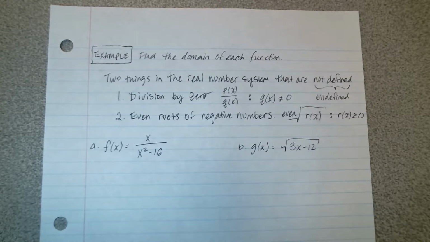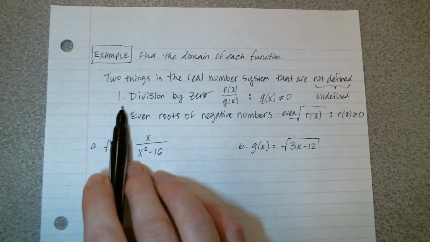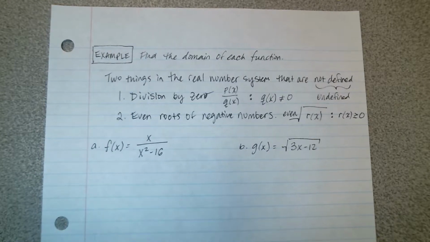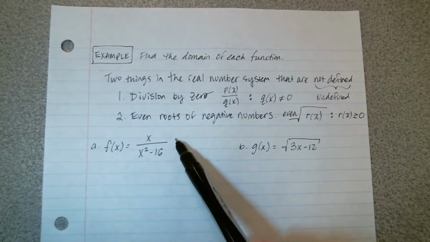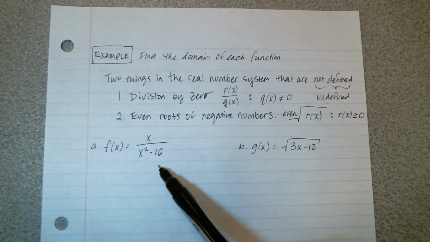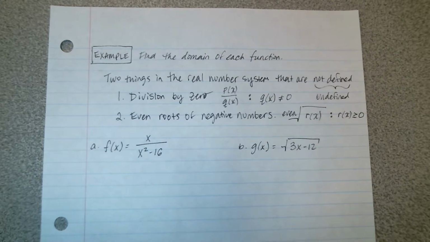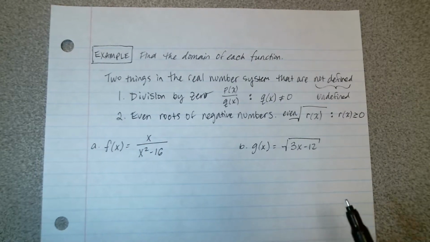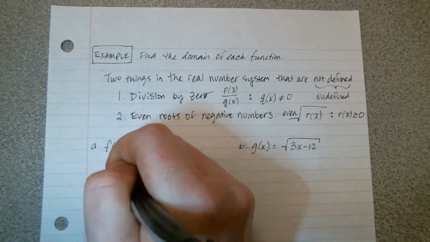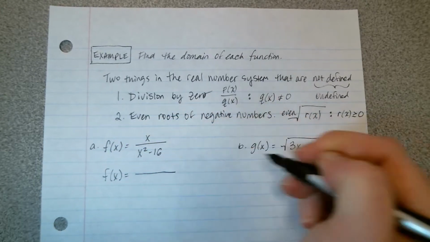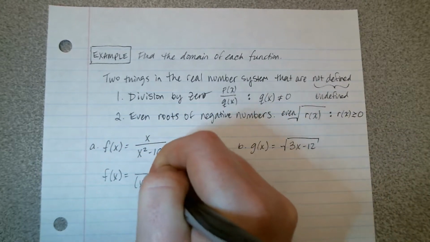So for part A, I have f of x defined as x divided by x squared minus 16. So you notice I actually have a fraction, so I'm going to consider division by 0. You can see that there are no radicals in this expression at all, and definitely no radicals with an even index. Therefore, number 2 is not going to occur. So, first thing I notice is that the denominator of this function can actually be factored because it's a difference of squares.